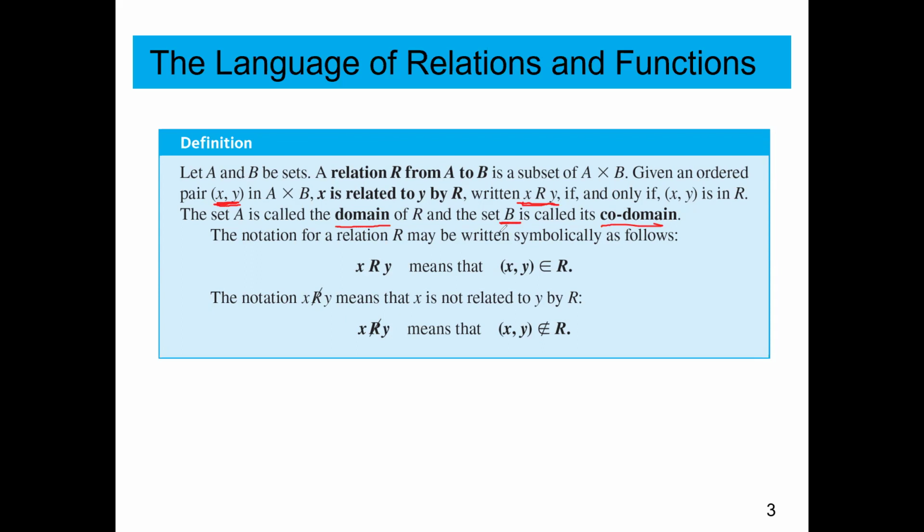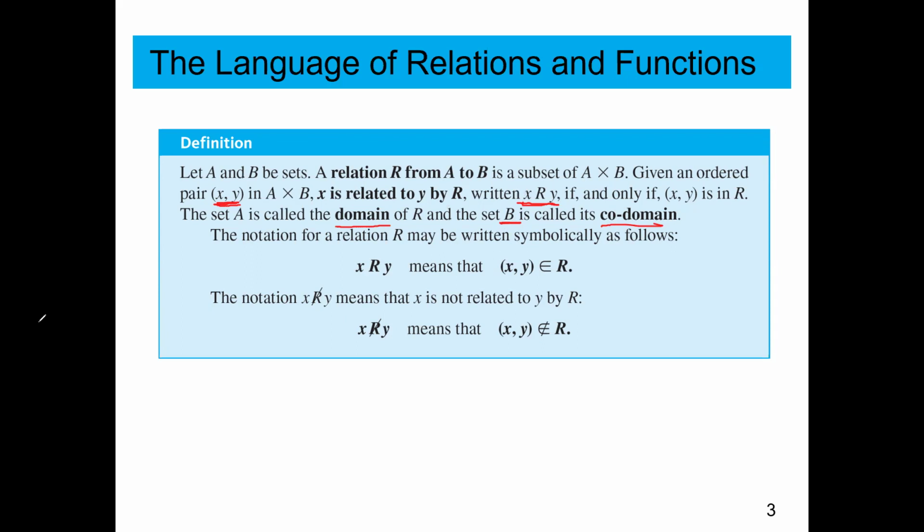Now, codomain, you may have sometimes thought about something called range. Range is a subset of the codomain. The codomain, we don't have to use all of it, but it's the entire possible options that could be related, not that are related to something. All right, that's the key thing. So this is our domain and our codomain.